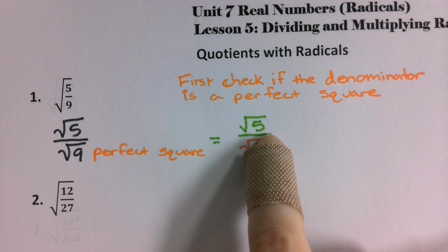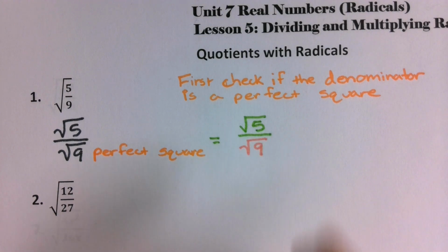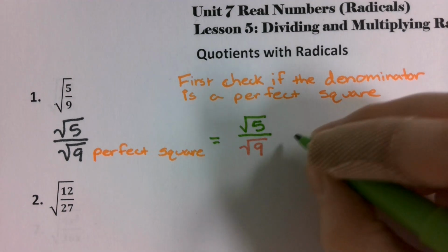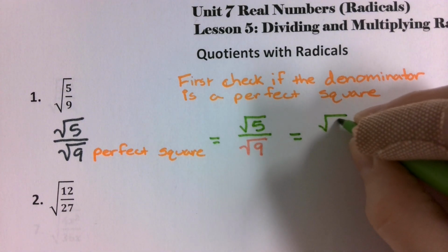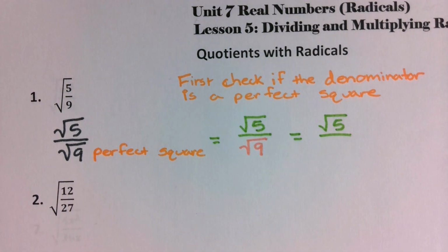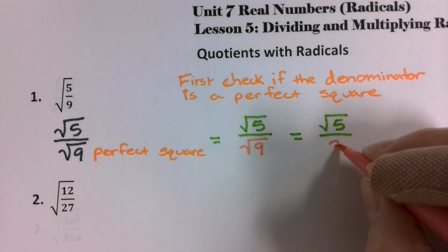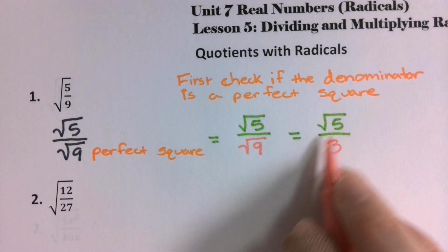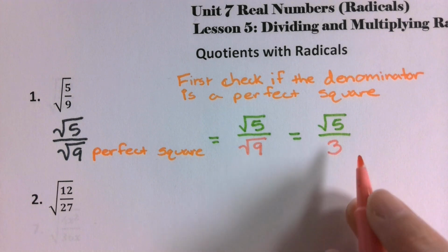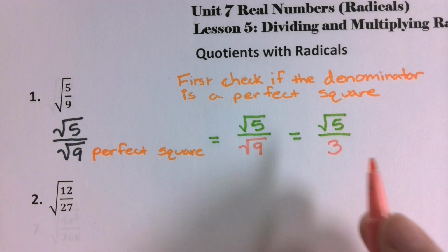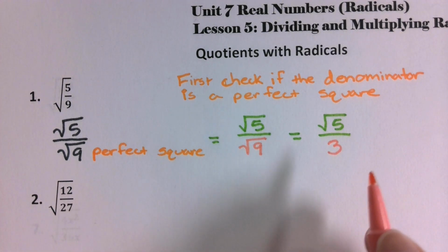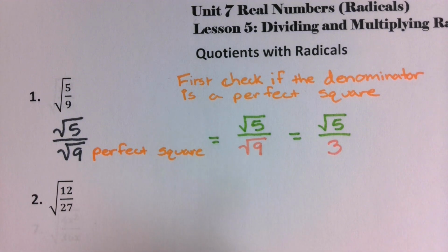Can I simplify square root of 5 at all? No, square root of 5 is as simplified as it can possibly get, so it's going to stay square root of 5. But what is the square root of 9 going to become? 3, and we no longer have the radical underneath. So there's no longer a square root underneath. Because here's the important thing. You are not allowed to have a square root in your denominator. It's not allowed. So when you are working problems out, you need to make sure that you simplify it so that there is no square root in the denominator.